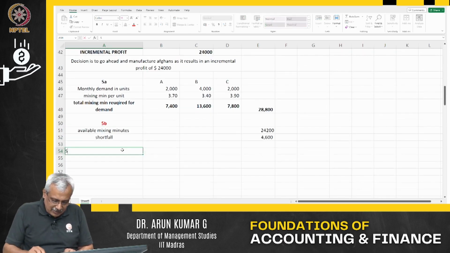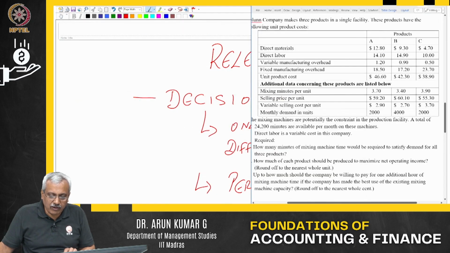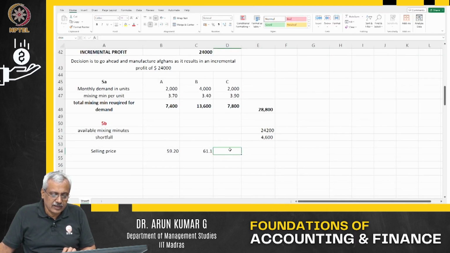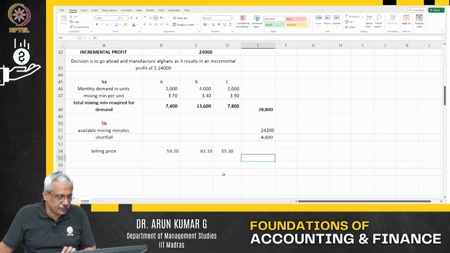Let us say the selling price of these products is 59.20, 60.10. That is what is given. I have just taken all these from the data that is here, as you can see. I am going to use all this data. And then it is going to be 55.30. This is the selling price of all these products as we go along. 60.10. Yeah, I am sorry. Thank you.